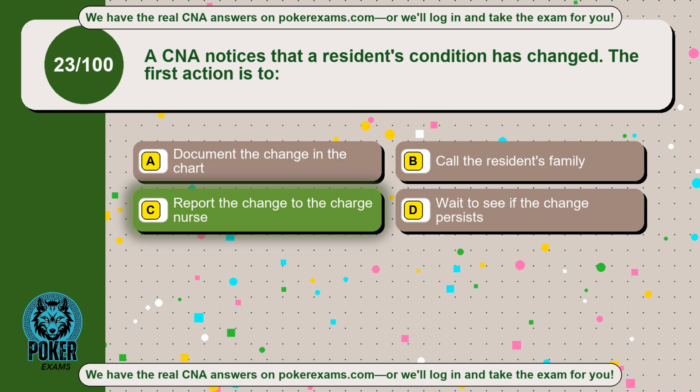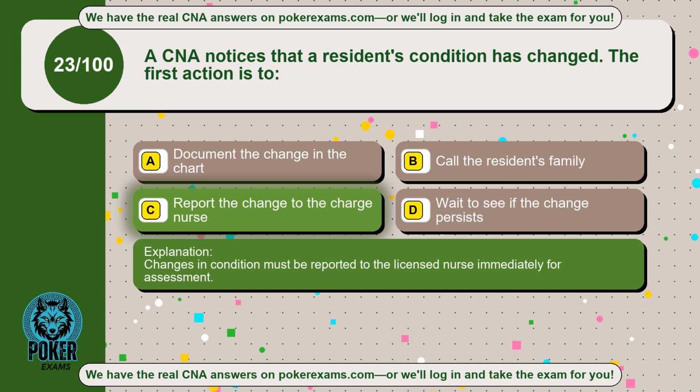The correct answer is option C. Report the change to the charge nurse. Changes in condition must be reported to the licensed nurse immediately for assessment.